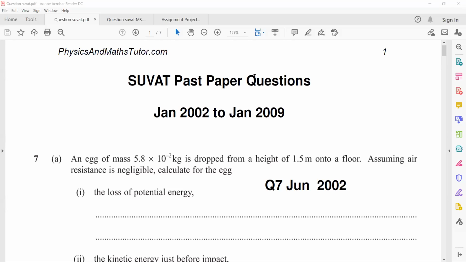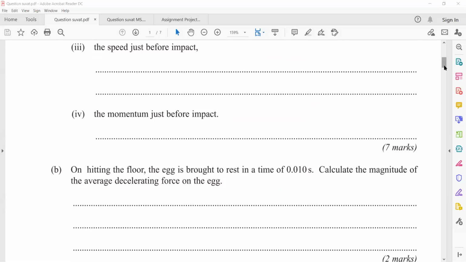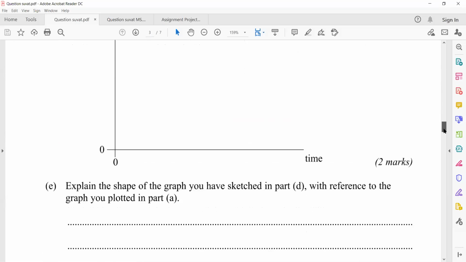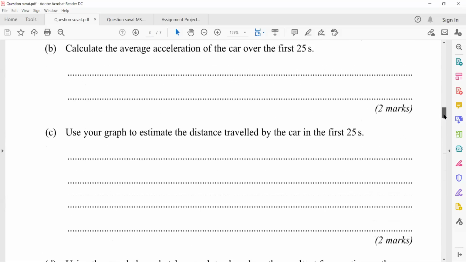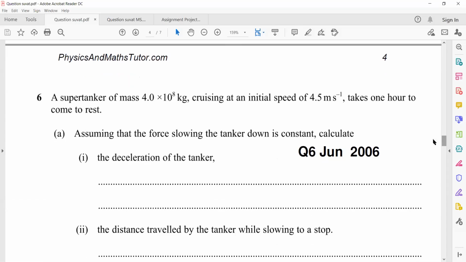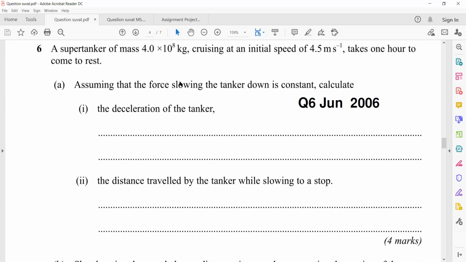Okay, first I'm discussing page 4. So this one is page 4. The super tanker of mass 4 exponent 8 cruising at an initial speed. So that's a starting speed 4.5. The mass is there and it takes 1 hour to come to rest. So this is a duration.